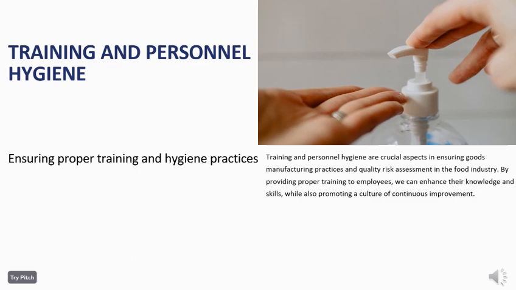Next one is training and personal hygiene. Training and personal hygiene are crucial aspects in ensuring good manufacturing practices and quality risk assessment in the food industry. By providing proper training to employees, we can enhance their knowledge and skills while also promoting a culture of continuous improvement.